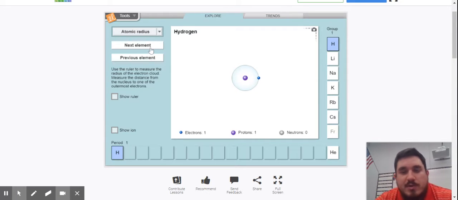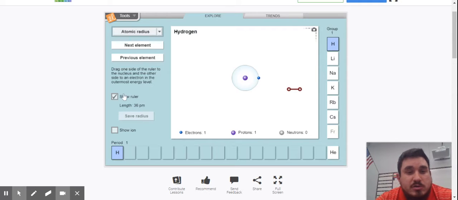And as you do the atomic radius, essentially what you're going to do is you're simply going to use a ruler. And using this ruler here, you want to measure the radius. So the radius is from the center of the atom to the valence electrons or the outermost electron. And then from there, it'll actually give you a length, which is this number right here, and you can save that down here with the hydrogen.